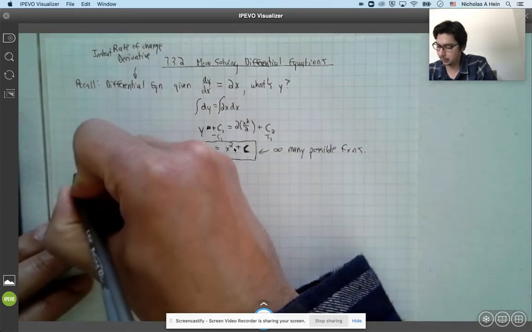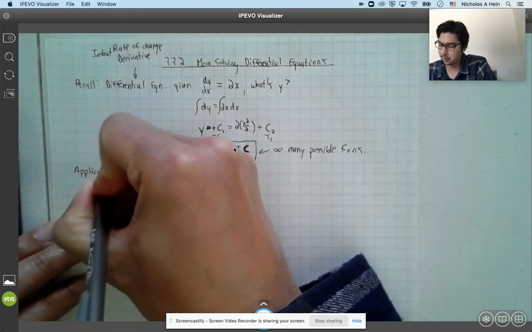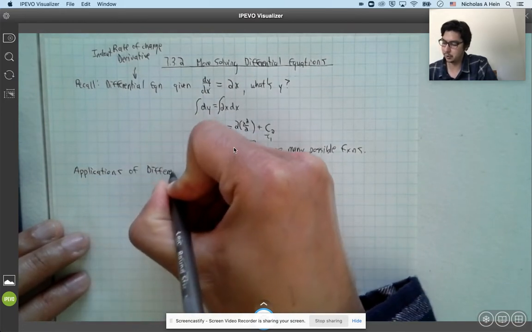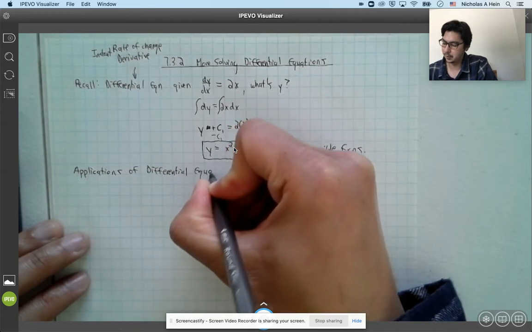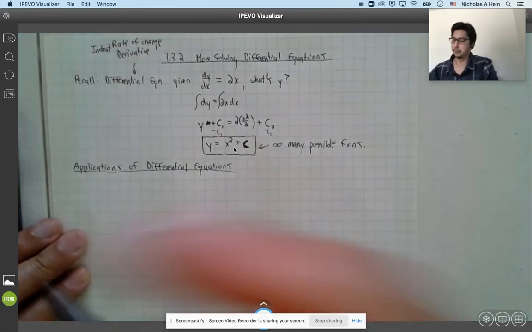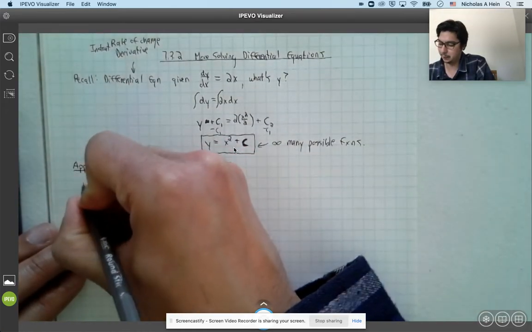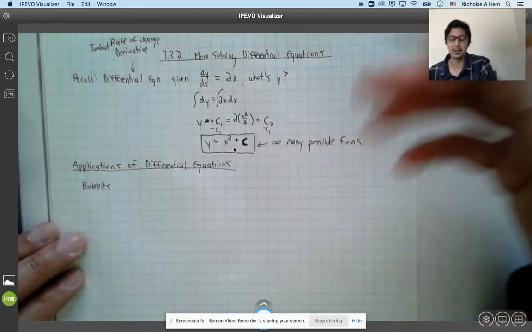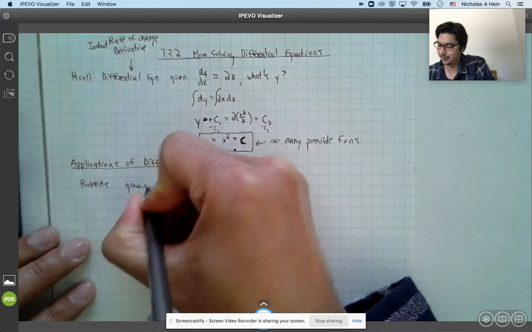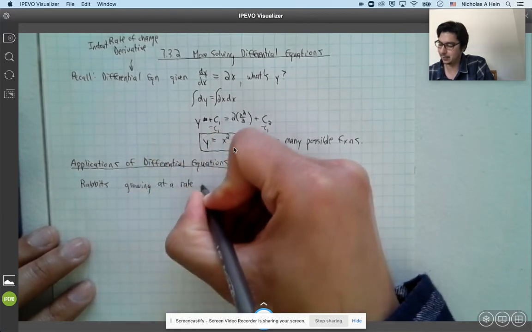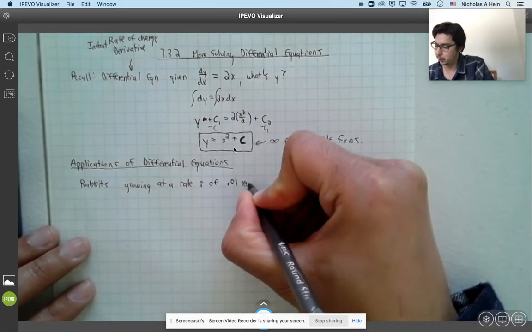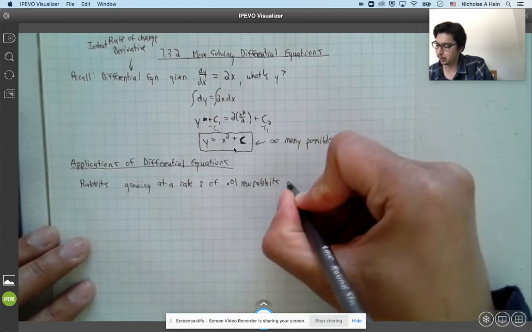Now, I do want to talk about two pretty famous applications of differential equations, to make sure you're aware of them. The first one is, let's say we have rabbits, because rabbits are very popular in this curriculum. Let's say that they're growing at a rate, which I'll call R, of 0.01 new rabbits per week.